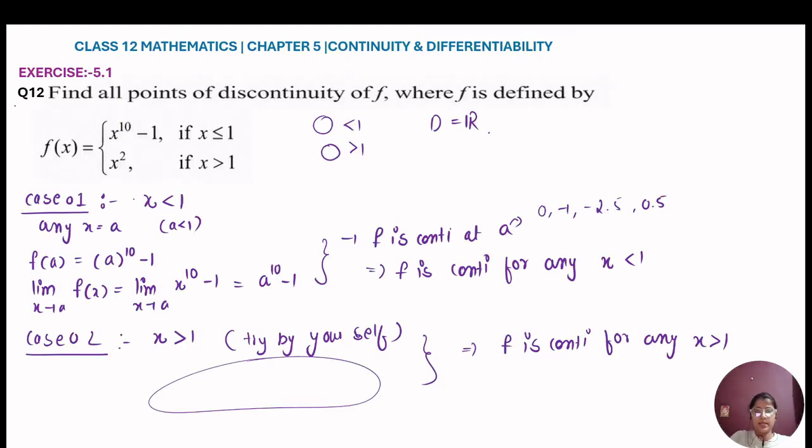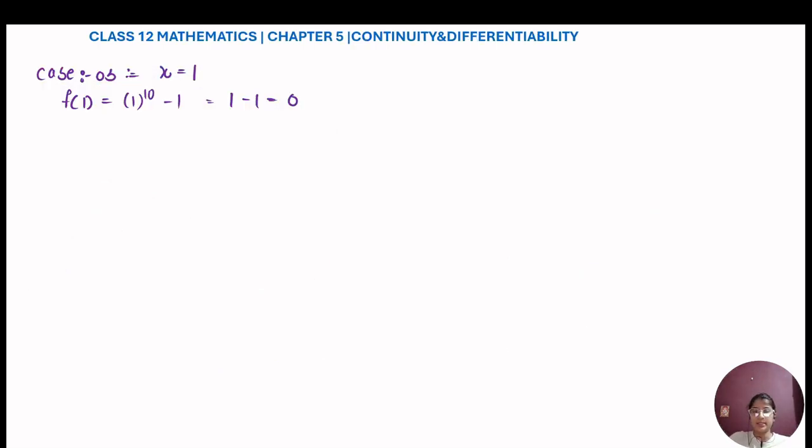Now we will find its limit value. I would like to suggest every time that when your function is split, like for the left hand it is defined as something else and for the right hand it is defined as something else, you should always find your limit by using the left hand limit and right hand limit separately. As x approaches 1 from the left, your function is defined as x raised to 10 minus 1, and when you are approaching from the right, your function is defined as x square. So we will find its left hand limit.